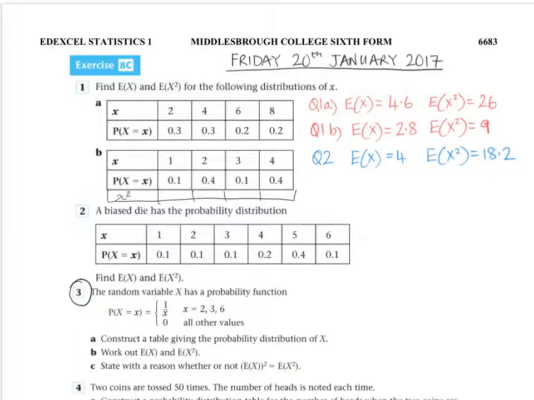So if you pause the video now and give yourself about 5 minutes to do that, that will refresh last lesson, and then I'll put the answer beside it.